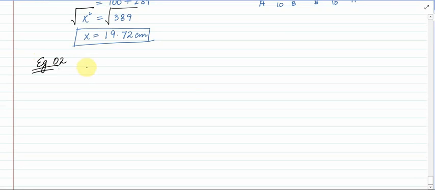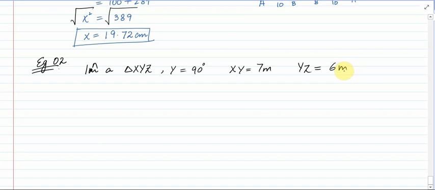In a triangle X, Y, Z, angle Y is equal to 90 degrees, right? And XY is equal to 7 meter and YZ is equal to 6 meter. You need to find the value of XZ in centimeter, right? That is your question. You need to find the value of XZ in centimeter.